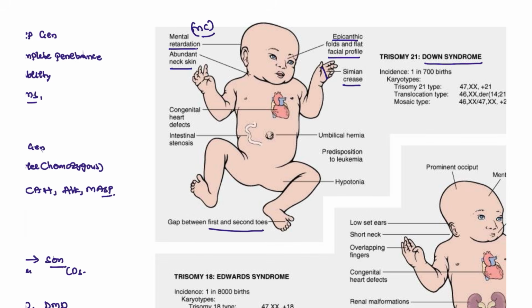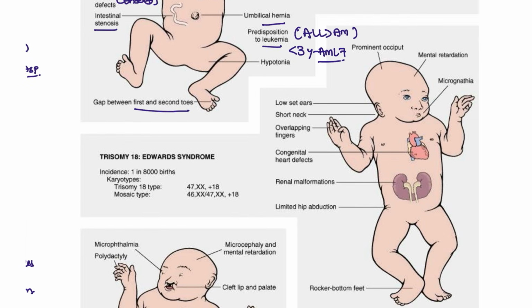In congenital heart disease, you can see endocardial cushion defects in this patient, intestinal stenosis, umbilical hernia, and more predisposition to leukemia. Overall, the most common is ALL rather than AML. For example, if less than 3 years, then you have to choose AML M7. Next, Edwards syndrome.